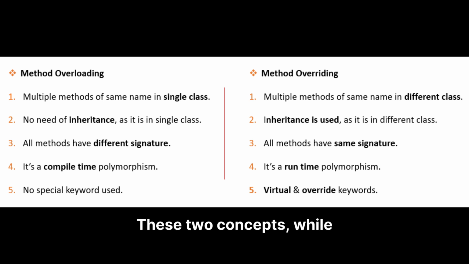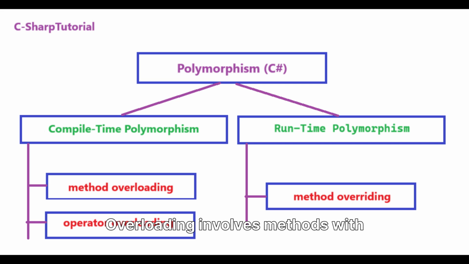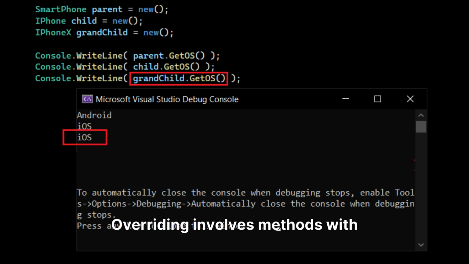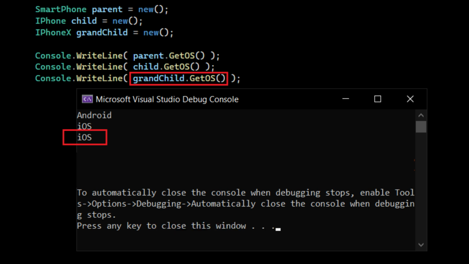These two concepts, while both dealing with methods of the same name, serve distinct purposes and operate at different stages of your program's execution. Overloading involves methods with the same name but different signatures within the same class, resolved at compile time. The compiler uses the number, type, and order of parameters to select the correct method before the program even begins to run. Overriding involves methods with the same name and signature in a base and derived class, resolved at runtime. This mechanism allows a derived class to provide its own specific implementation for a method inherited from its base class, enabling dynamic behavior.